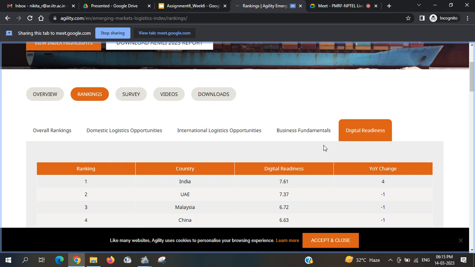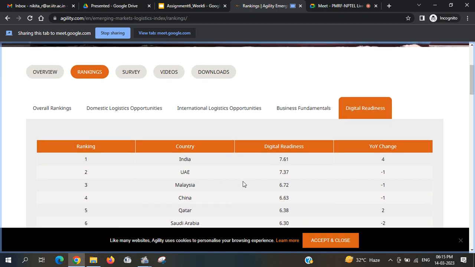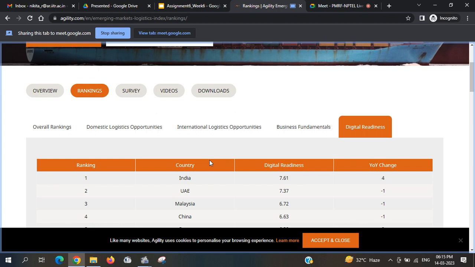And then there is another new component this year in 2023 which has been added compared to 2019, which is digital readiness, which was not there in 2019. So you can see in digital readiness, India ranks the first. This is another important achievement which India has, which makes it a very attractive economy for different businesses to invest in the Indian market.